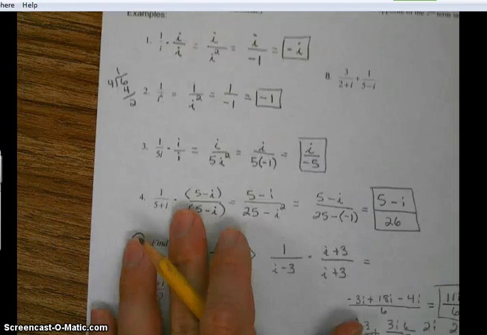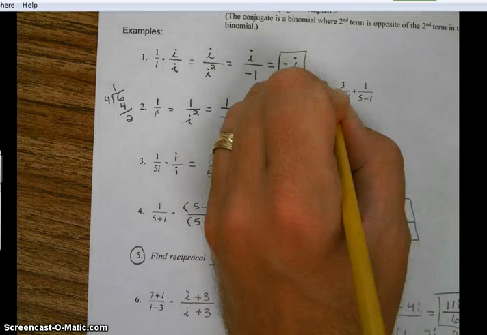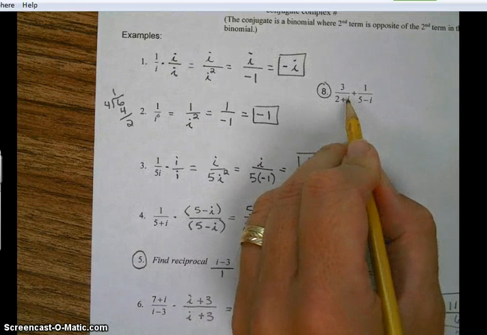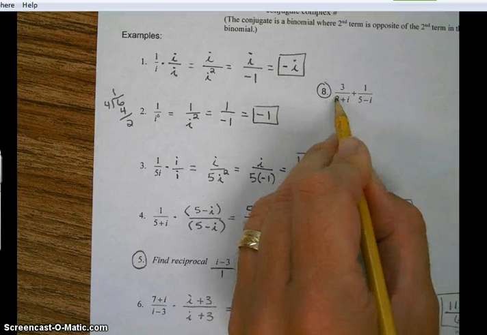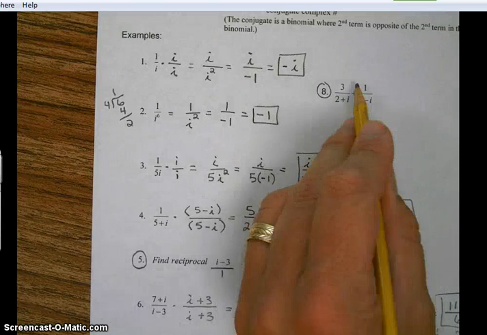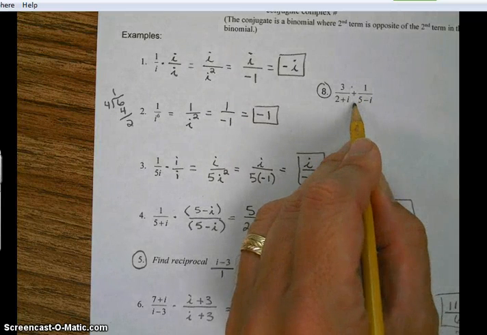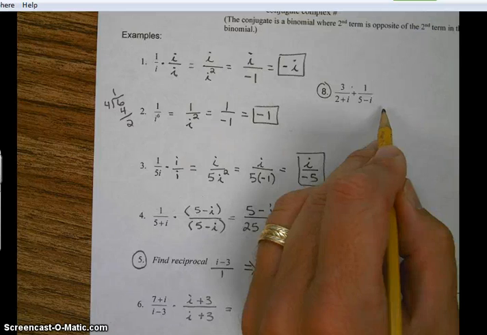And go ahead and attempt this problem. Remember, to get rid of the i in the denominator, you're going to multiply both of these by their conjugates over themselves. So 2 minus i over 2 minus i, 5 plus i over 5 plus i, and then add them together.